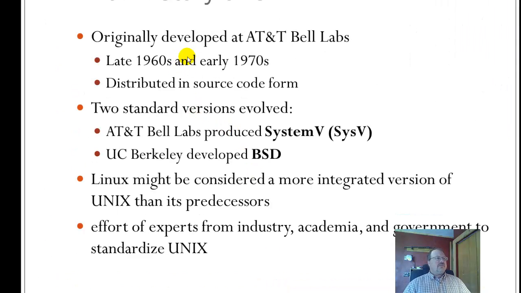Now, a brief history: you can read it, you can Google it. Originally developed at AT&T Bell Labs. Now remember, this is Unix, not Linux. Unix was developed earlier than Linux, in the late 60s and 70s, and distributed in source code. A couple of different versions evolved: System 5, and BSD, which was developed at Berkeley. So Linux might be considered a more integrated version of Unix than its predecessors.